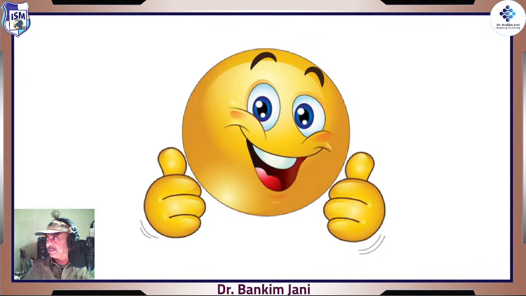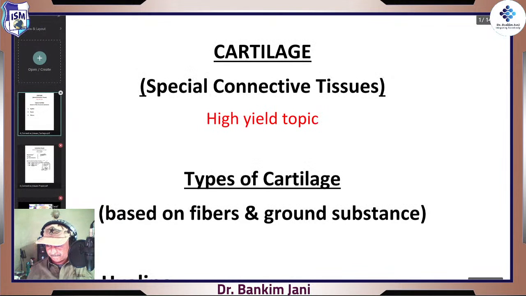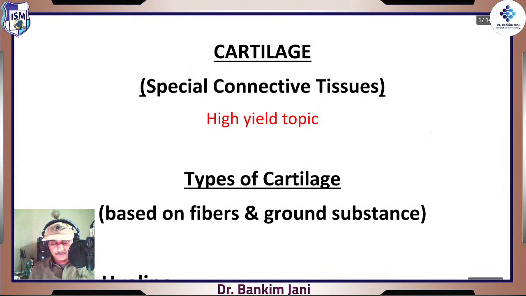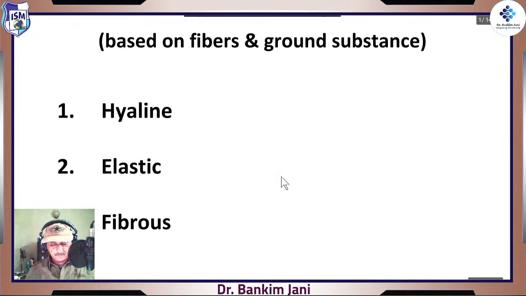Now what we see is the cartilage. A very high yield topic. The cartilage. These are special connective tissue, right? So how do we really see these different types of cartilages? Based on fibers, now we know that there are specific fibers, and we know the ground substance. Ground substance which is clear, which is clean, right? Based on fibers, so first is hyaline, second is elastic, and third is the fibrous cartilage. These are all cartilage we are talking about.